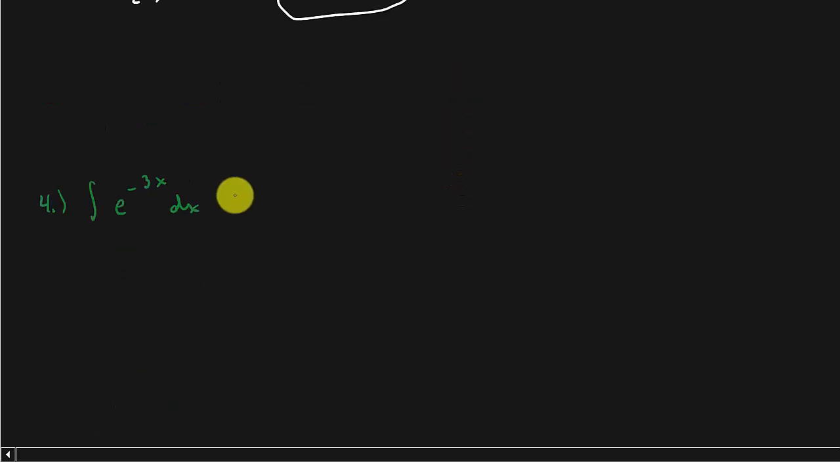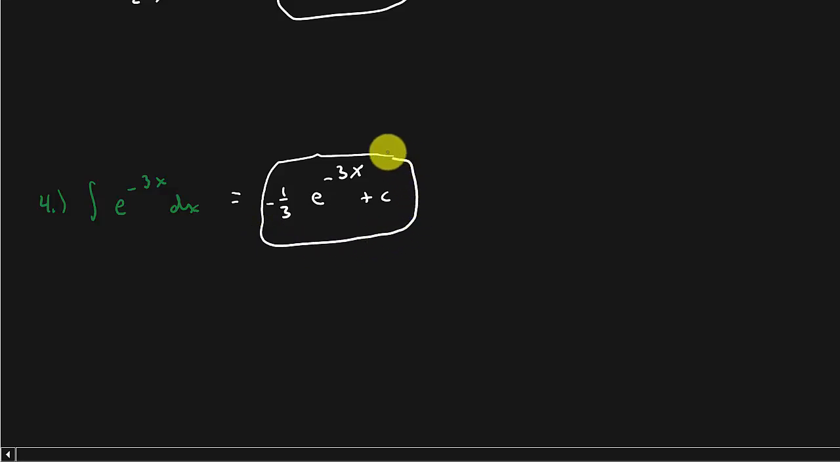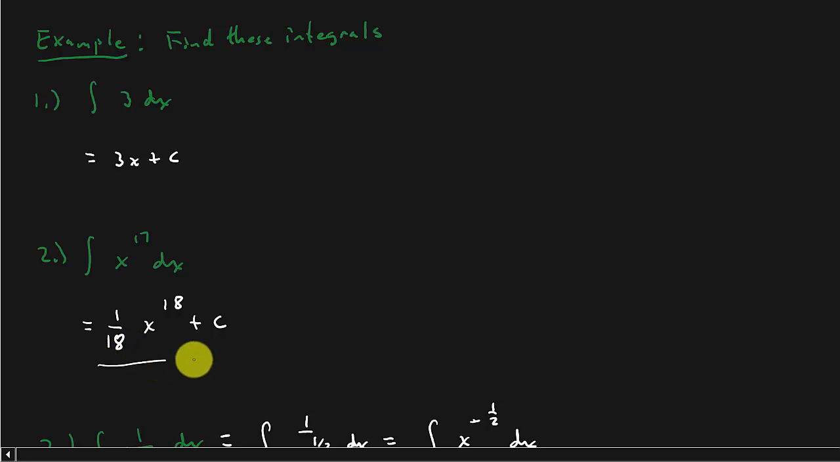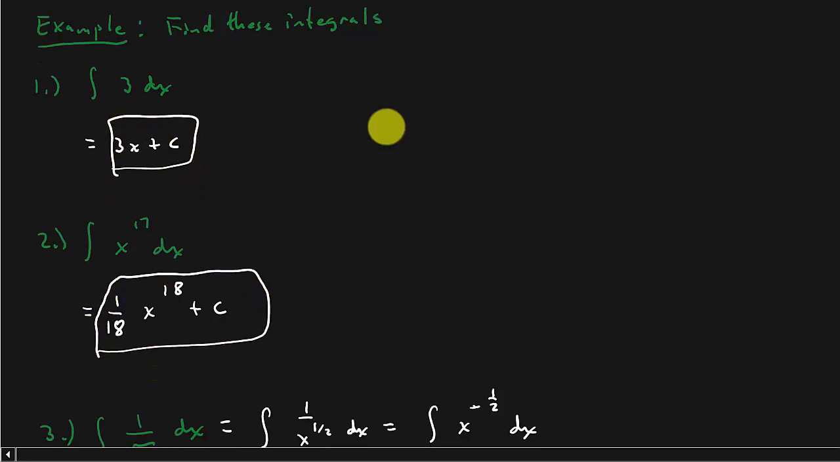And then what about this one? Well, this one's just what? e to the negative 3x. And then it's times what? Times the reciprocal of that constant. So negative 1/3, plus c. And notice how I did not forget to put plus c in any of my answers. Make sure you do not forget to put plus c.